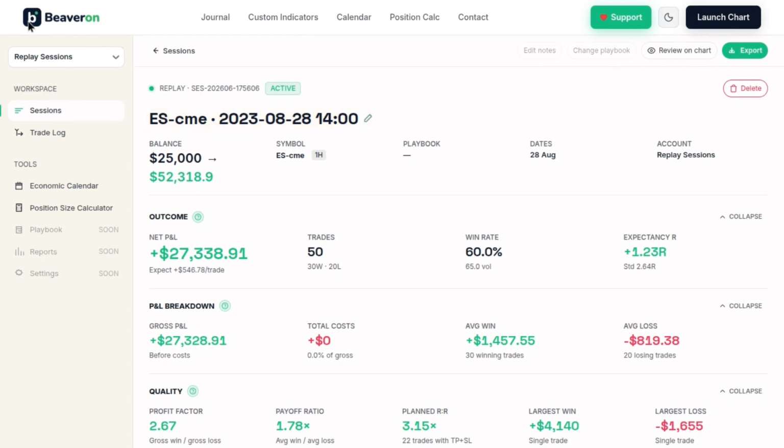This is Beaveron, by the way. This is like a free journaling and backtesting platform. So if you guys want to use that, it's really good. It's free and it works pretty well.